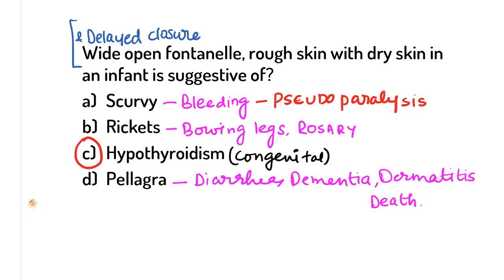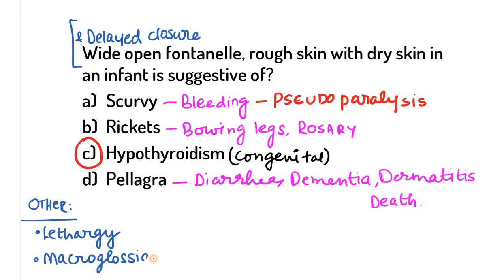What are the other features which you need to know about in case of congenital hypothyroidism? The baby is generally lethargic. The mother will say that the baby is not feeding properly. Lethargy is one of the features. Second, they can have macroglossia as one of the features. Next important feature which you can notice on physical examination is umbilical hernia.